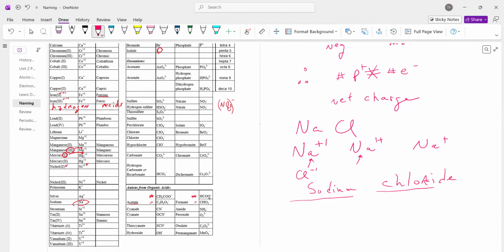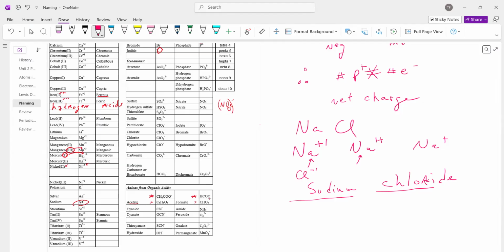Sodium chloride. So the question is, if I give you a name, I'm going to say or ask you, what's the formula? That's where the math comes in. We have to have a net charge of 0. That means positives equal negatives. No exceptions. Positives equal negatives charge-wise.